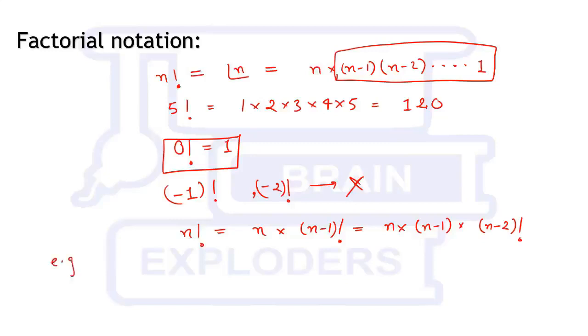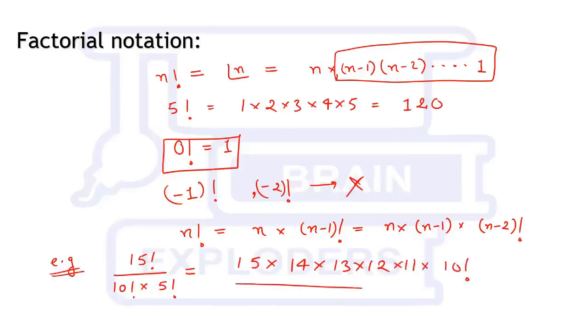These notations are many times used in calculations. For example, suppose we have to find 15 factorial over 10 factorial times 5 factorial. Now 15 factorial can be written as 15 multiplied by 14 multiplied by 13 multiplied by 12 multiplied by 11 multiplied by 10 factorial, over 10 factorial times 1, 2, 3, 4, 5. Now 10 factorial gets cancelled out, and in the remaining the calculations can be performed to solve it further.